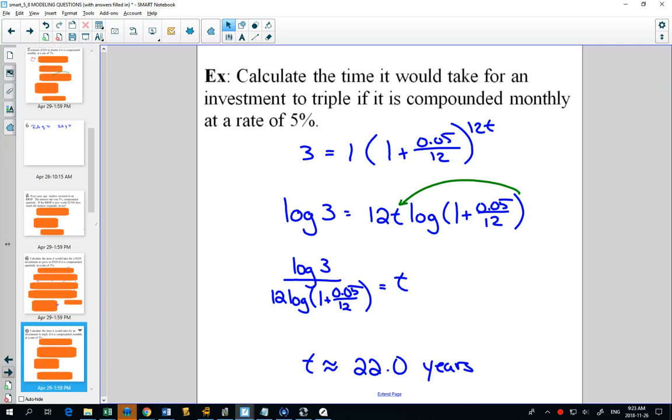I like to think of this one as $1 million. And it would only take you 22 years to get $3 million in the end. Then that would be very exciting. And that's at 5% interest rate, which is still really high for these days.